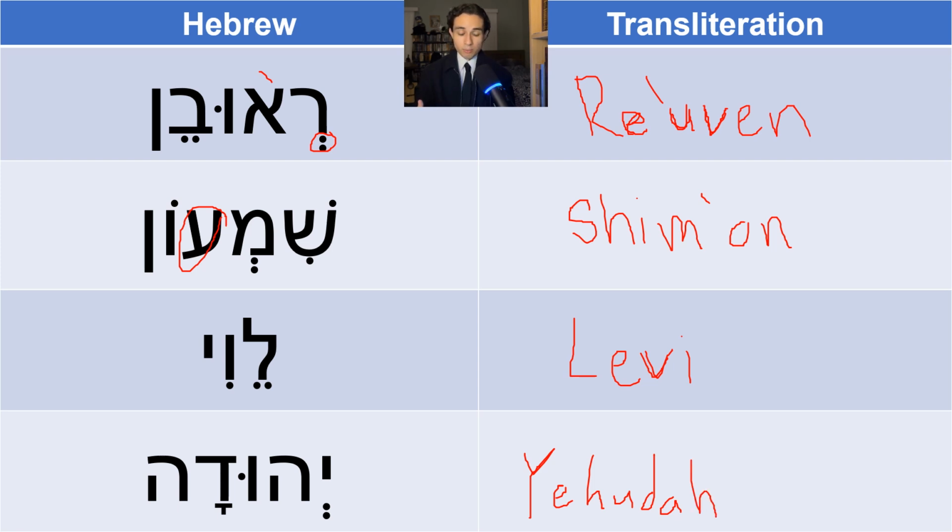Okay, you and I both know that is a Shva, which is a brief audible Shva, but it's not treated as its own syllable, so it's not Yehuda. It's Yehuda. These four names are translated in English as Reuben, Simon, Levi, and Judah.